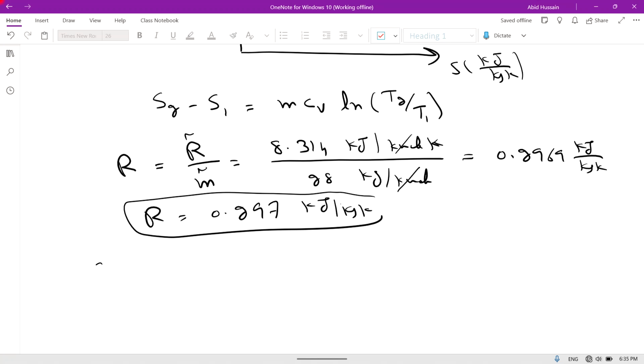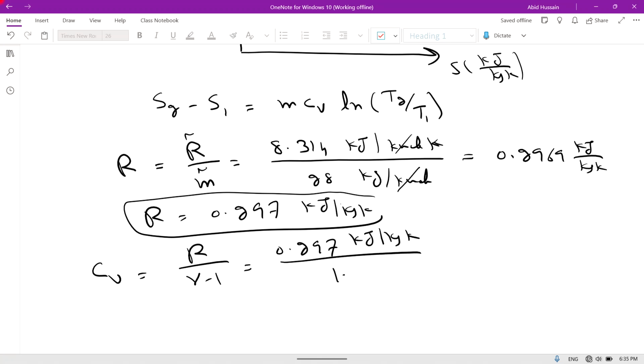Now CV is equal to R divided by gamma minus 1. The value of R is 0.297 kilojoule per kilogram per Kelvin, and gamma is 1.4 minus 1. This is a simple calculation, which is equal to 0.7425 kilojoule per kilogram per Kelvin.